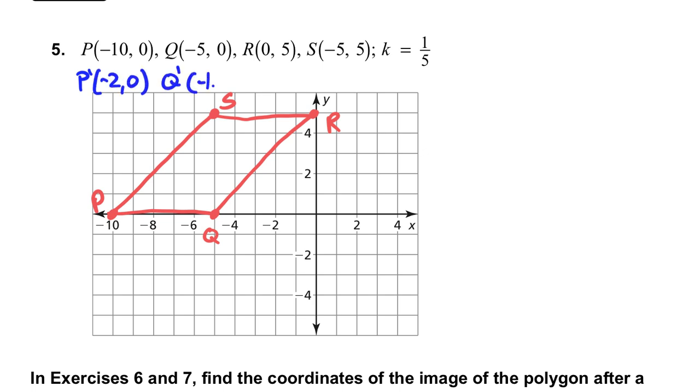Q prime would be negative 1, 0. R prime would be 0, 1. Then S prime would be negative 1, 1. So let's go ahead and graph these. Negative 2, 0, that's P prime. Negative 1, 0 is going to be Q prime. 0, 1 is R prime, and negative 1, 1 is S prime. And then there we go. There is our new parallelogram, with that reduction.